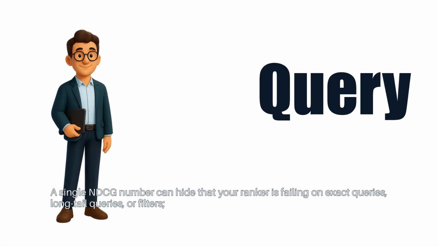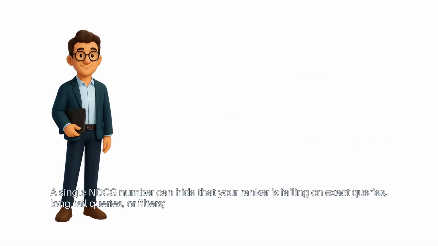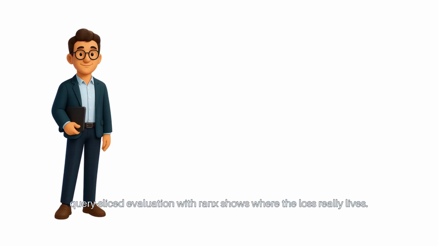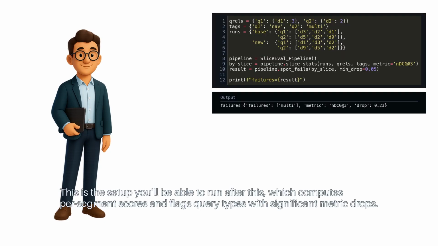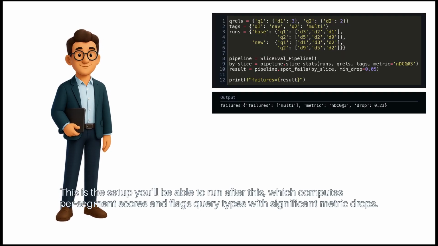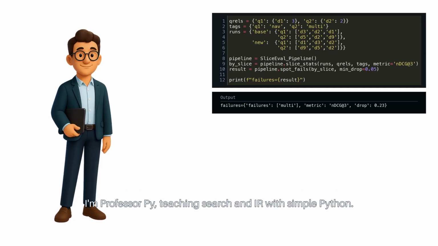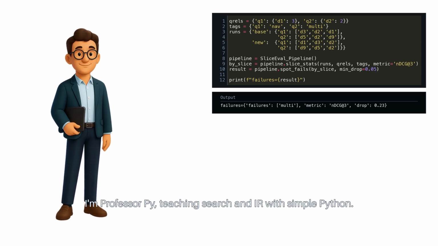A single NDCG number can hide that your ranker is failing on exact queries, long-tail queries, or filters. Query sliced evaluation with ranx shows where the loss really lives. This is the setup you'll be able to run after this, which computes per segment scores and flags query types with significant metric drops. I'm Professor Pi, teaching search and IR with simple Python.